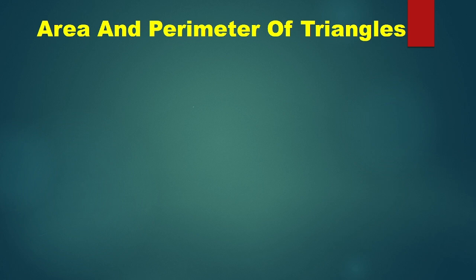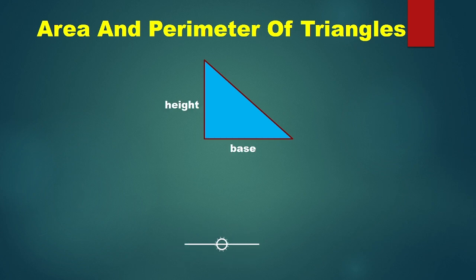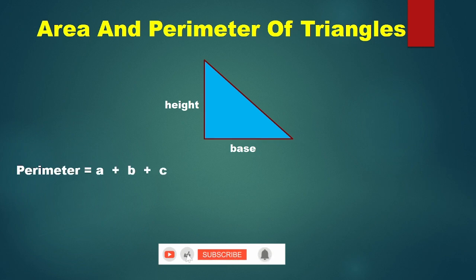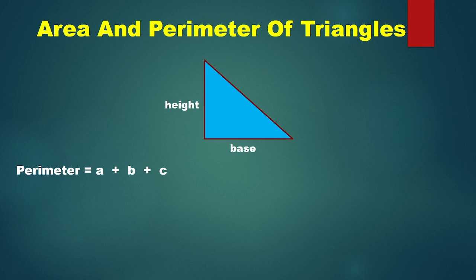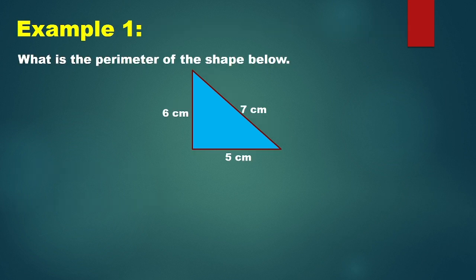A triangle is a three-sided shape that has a height and a base. To find the perimeter of a triangle, you just need to add up the three sides. That gives you the perimeter, because perimeter simply means the addition of all the sides. So A plus B plus C just simply means the addition of the three sides. And to find the area of a triangle, it is half multiplied by the base multiplied by the height. Let's try out some examples.